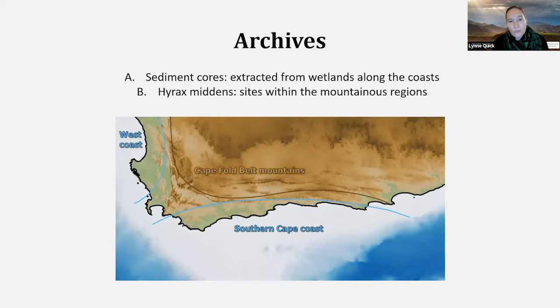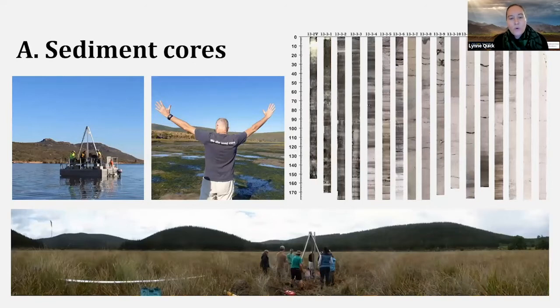So the Cape Fold Belt Mountains are where we find hyrax middens, and more generally, the coastal low-lying regions are where we are able to find wetlands that preserve sediments below them that we can extract and use as an archive. The sediment cores are more, in inverted commas, of a traditional paleoarchive that's used across the world. Similar to an ice core, which you might be a little bit more familiar with, sediment cores we extract from below any wetland, and in wetter parts of the world, these will be like large and deep lakes, which we can get really high resolution, really long-term records from.